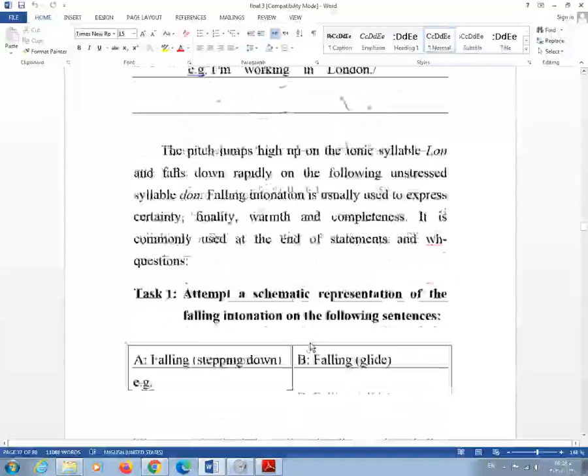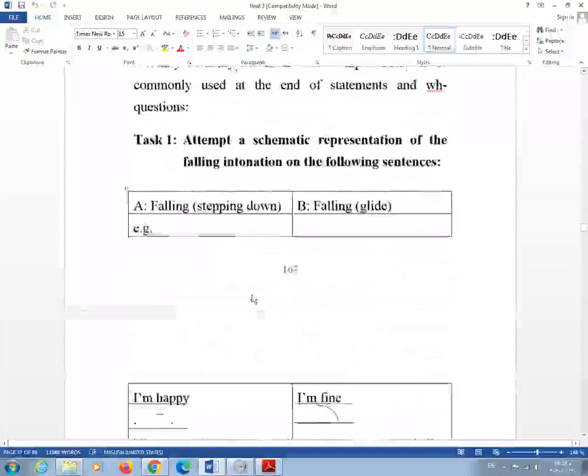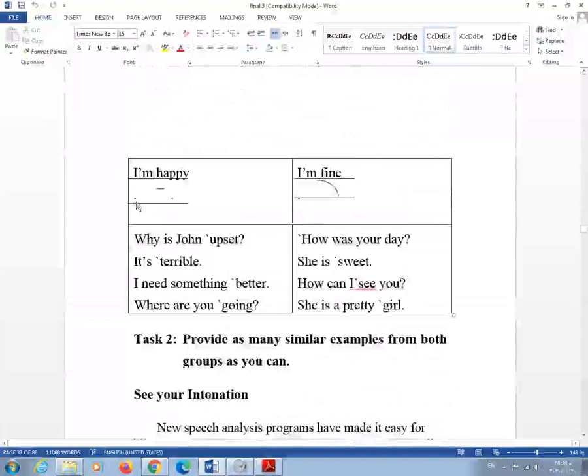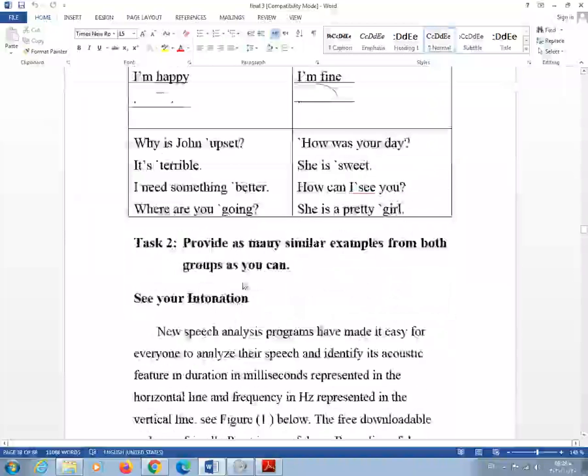Okay. Let's go to some examples. I'm happy. Yes, I'm happy. Why is John upset? It's terrible. I need something better. Where are you going? I'm fine. How was your day? She's sweet. How can I see you? She's a pretty girl. Okay? Falling, falling, falling, falling.